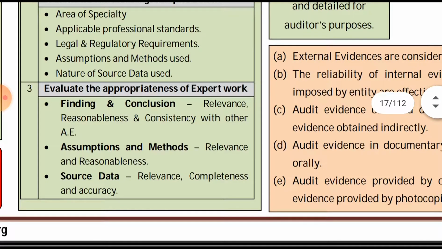And last is to evaluate the appropriateness of the expert's work. So now the expert has performed his part of the work.